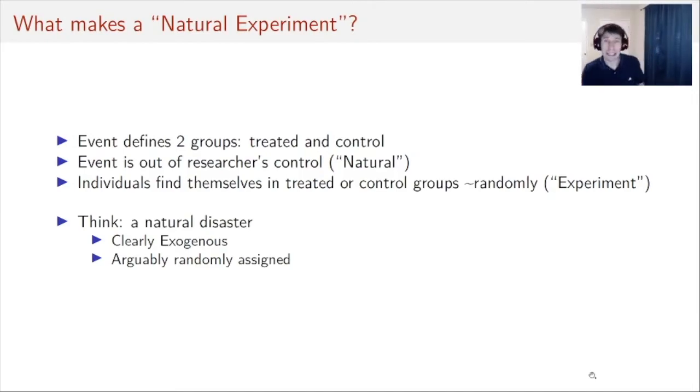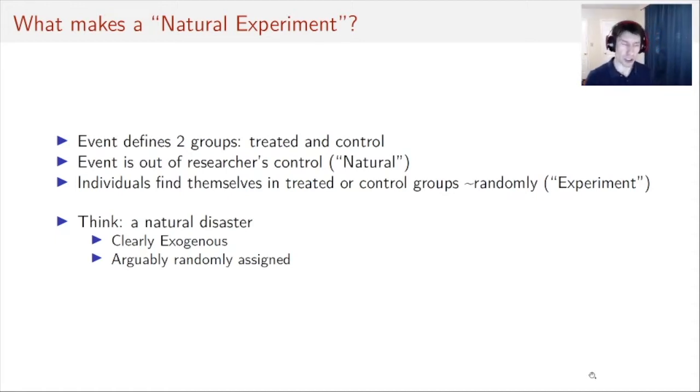So what is a natural experiment? Well, a natural experiment is just an event that defines two groups, the treated and the control. And this event is out of the researcher's control, which is why it is natural. And people will find themselves in the treated or in the control groups essentially at random, which is why it's an experiment. So you can think of something like a natural disaster.